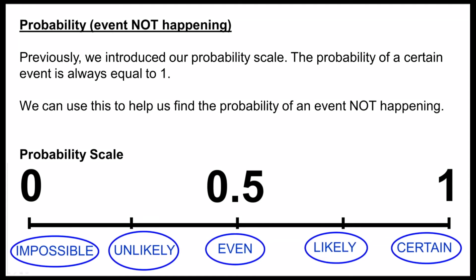In today's lesson, we're going to have a look at the probability of events not happening. Previously, we introduced the idea of our probability scale. We said that the probability of a certain event is always equal to 1. We can use this to help us find the probability of events not happening.